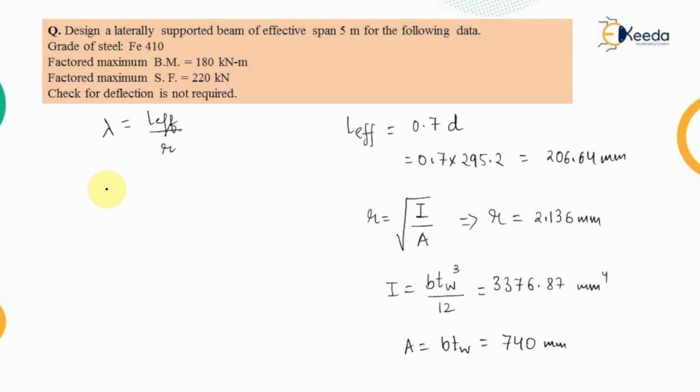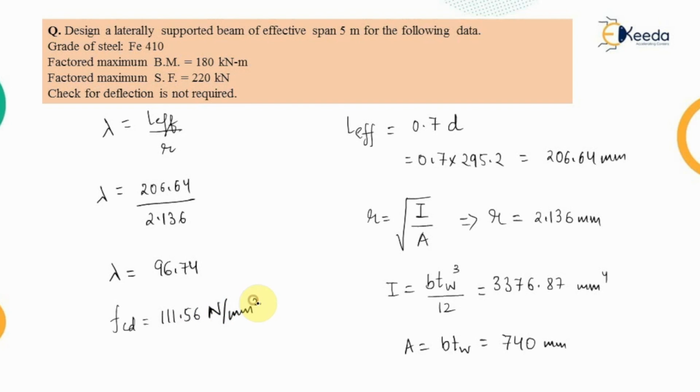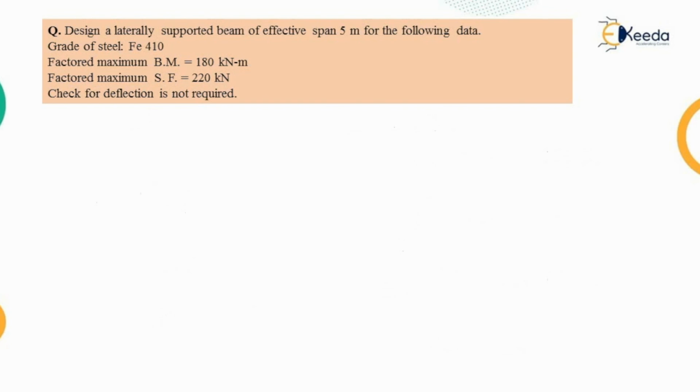So from here, this lambda will be equal to 206.64 divided by 2.136 millimeter. So lambda, as a dimensionless number, we are getting as 96.74. Now corresponding to this 96.74, and for the plastic section, the FCD value that we are getting comes out to be 111.56 Newton per square millimeter. Now directly multiplying this with the bearing area, we will be obtaining the capacity of the section in the web buckling.